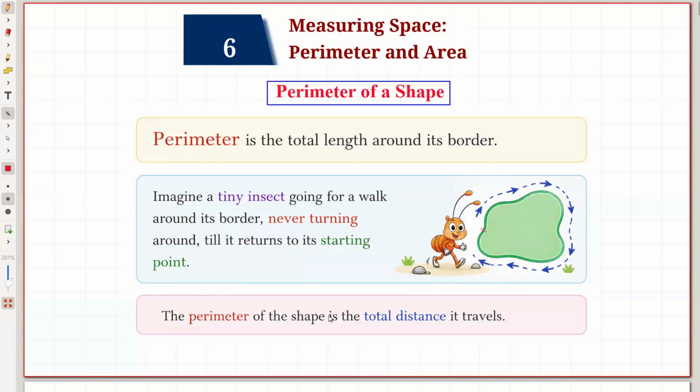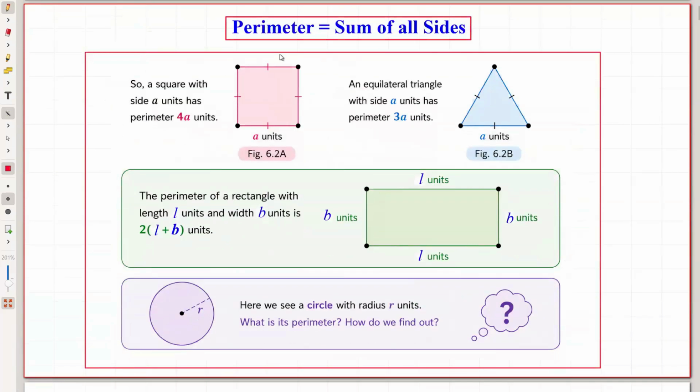Here, the perimeter of the shape is the total distance it travels. How much distance it travels, that is nothing but the perimeter of this shape. Next, perimeter is nothing but the sum of all sides. Perimeter is equal to the sum of all sides. Even if you don't know the formula, if you add all the sides, you will get the perimeter.